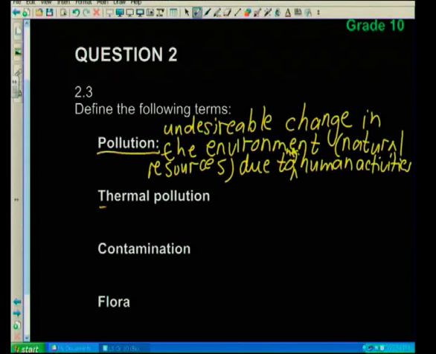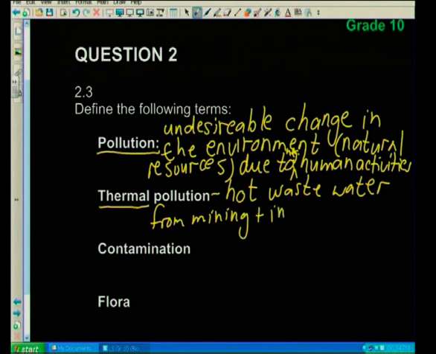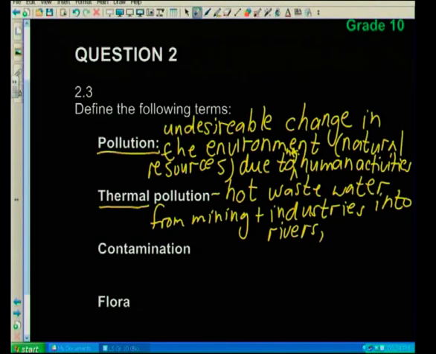Now, what is thermal pollution? It's nice to wear a thermal vest, and the thermal vest keeps warm. So think of heat if you think about thermal. Remember it's pollution, so it's caused by humans. So it's when hot waste water from mining and from industries like factories is being pumped or released into rivers, lakes.